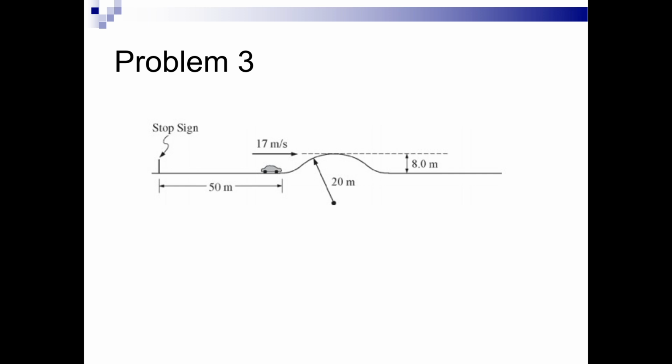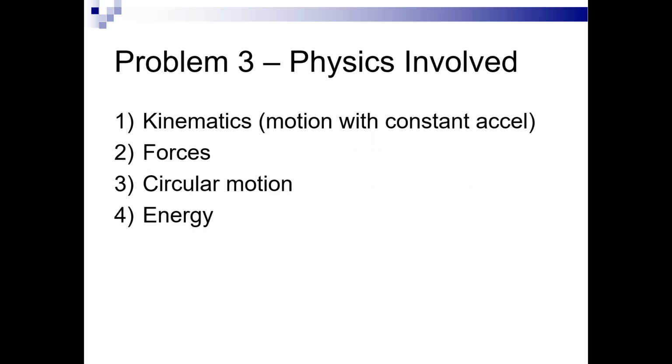But they give you some information about the hill, that along its top it's kind of circular with a radius of 20 meters, and the height of the hill above the road is 8 meters. So reading through the problem, there's a lot of stuff about kinematics because it asks for acceleration, it asks for time. You have initial velocity, distance, and final velocity, so those are going to come up there. You have several equations there.